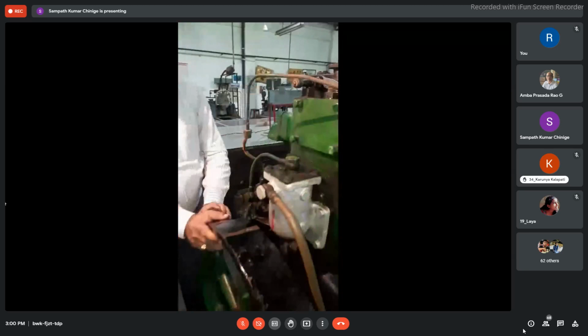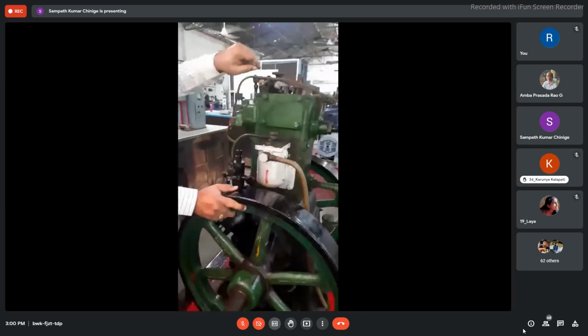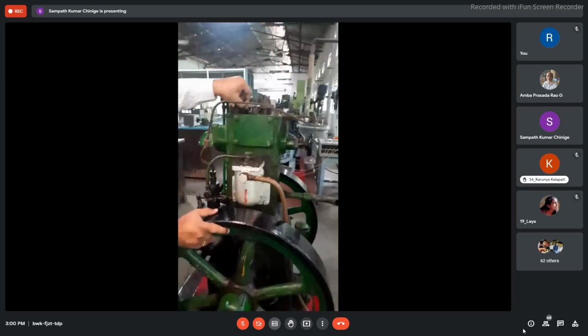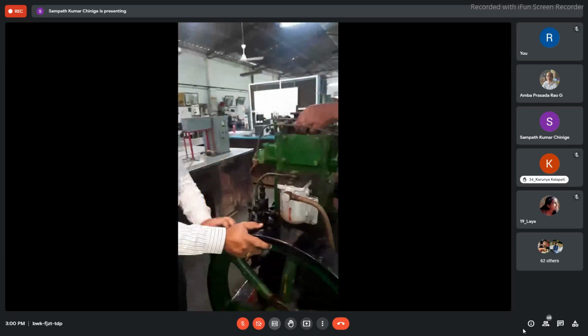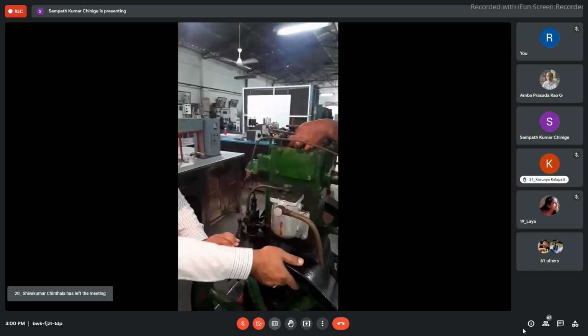Now I start rotating in such a way that this paper gets loosened, to note down the inlet valve closing. We'll start with the inlet valve closing.